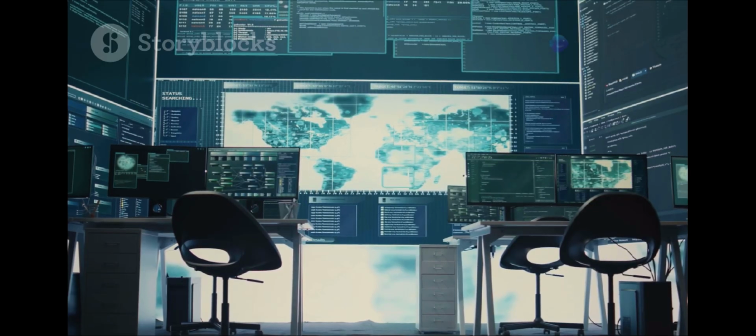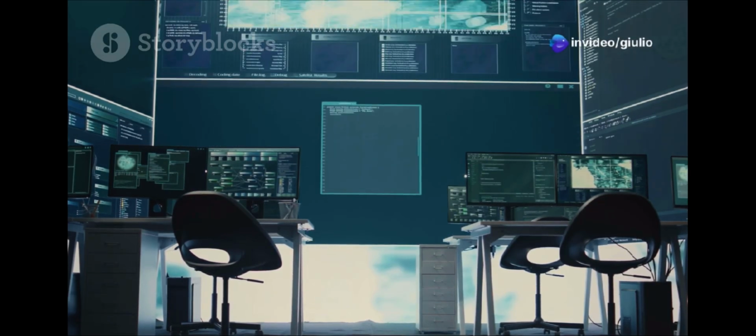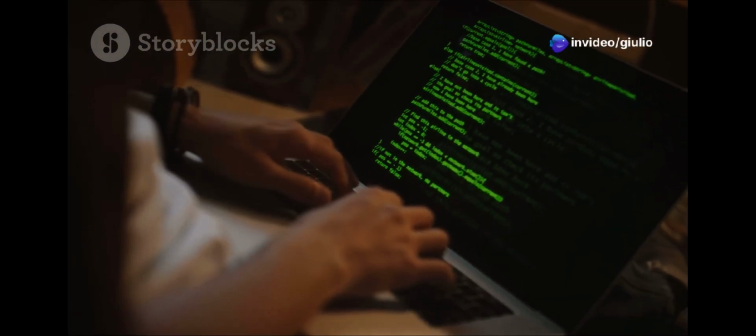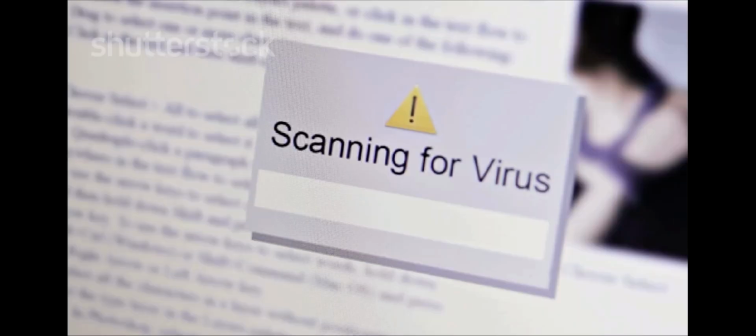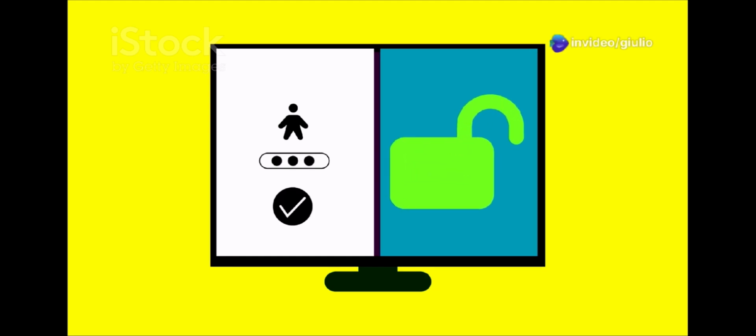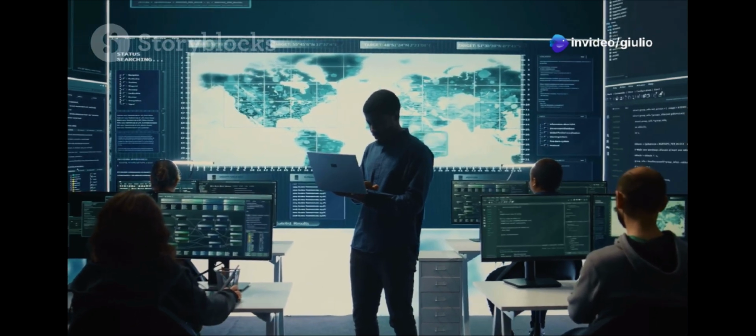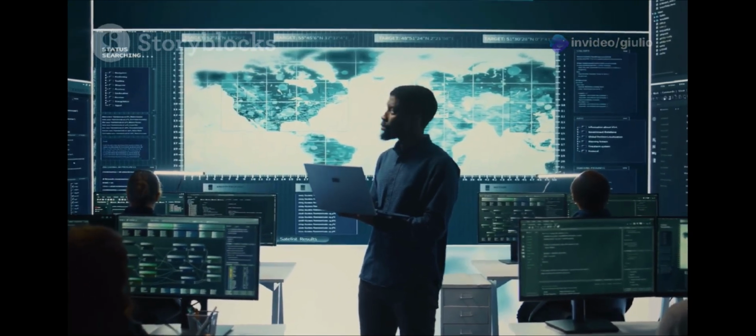The digital landscape is a complex and ever-changing battlefield. Hackers are constantly developing new and sophisticated methods of attack. It is no longer enough to simply rely on antivirus software and firewalls. We must all be proactive in protecting ourselves and our data. Understanding the nature of cyber attacks is the first step towards effective defense.